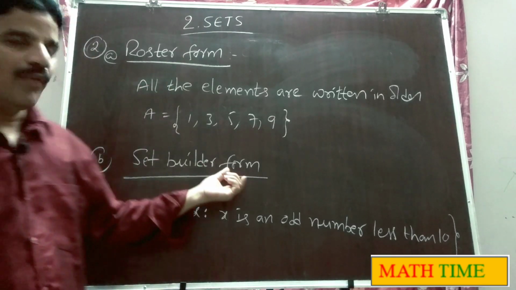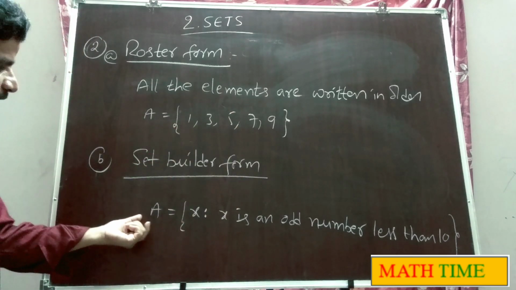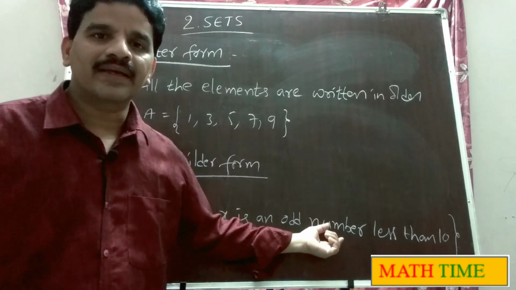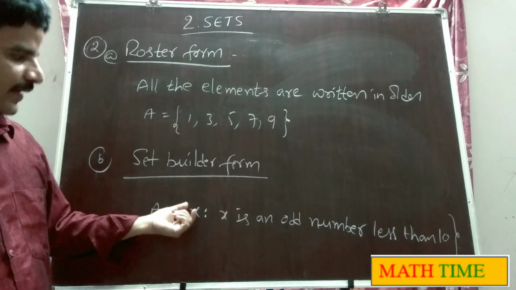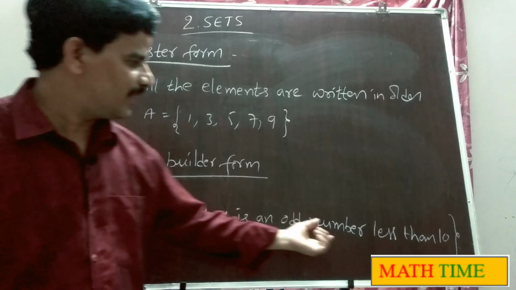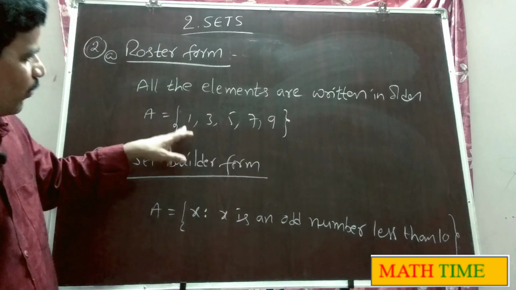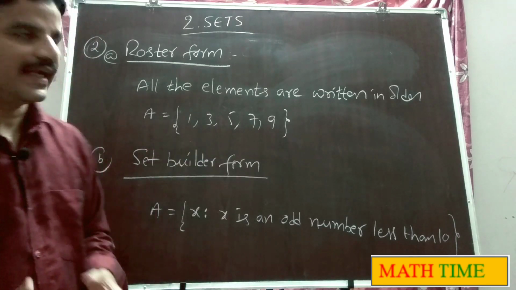And set builder form means instead of writing all the elements, we will write its property. A equal to x such that x is an odd number less than 10. So here A contains x, x is an odd number less than 10. So less than 10, what are odd numbers? 1, 3, 5, 7, 9 are odd numbers less than 10.